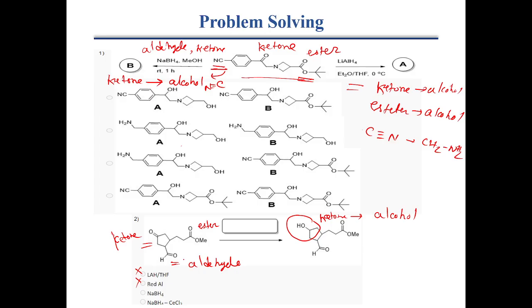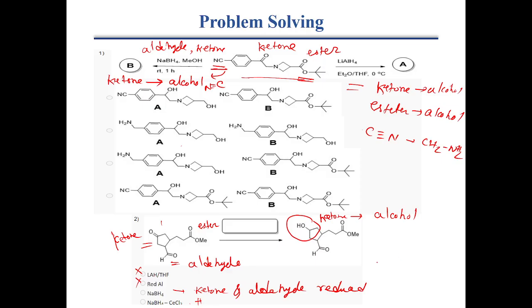Sodium borohydride can reduce both ketone and aldehyde, but the ester remains as such. So it reduces ketone and aldehyde, but the ester remains as such. What happens with the sodium borohydride, cerium chloride combination? In this case, only the ketone will be converted to alcohol.